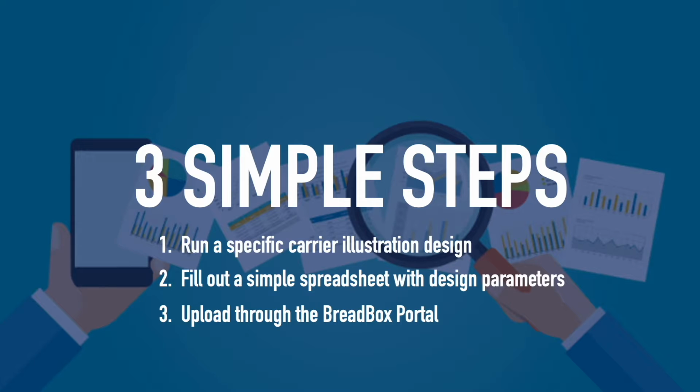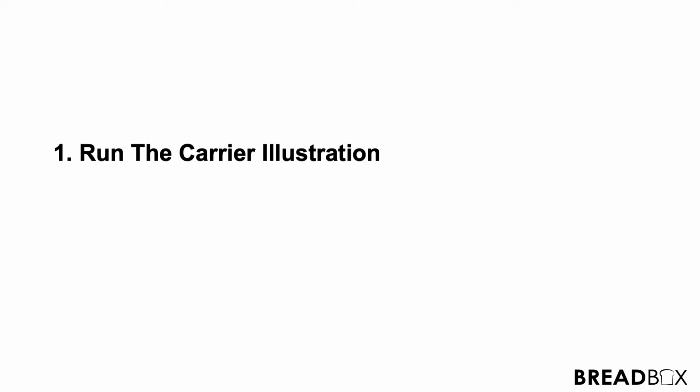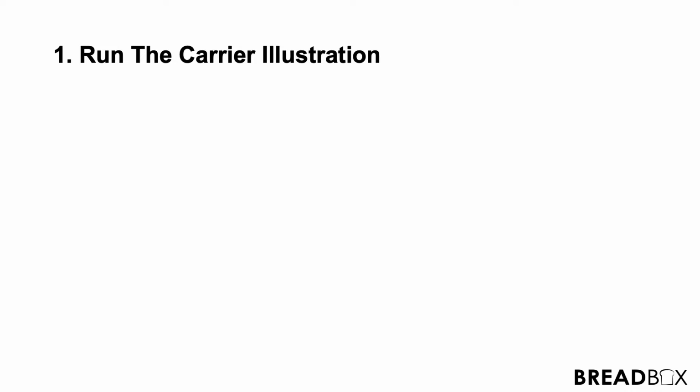Very simple. So let's first start off talking about how to run the very specific carrier illustration design. The first thing to know is that you're going to want to run that carrier illustration using the 1-year annual point-to-point S&P 500 index option. So make sure you select that as the index option.